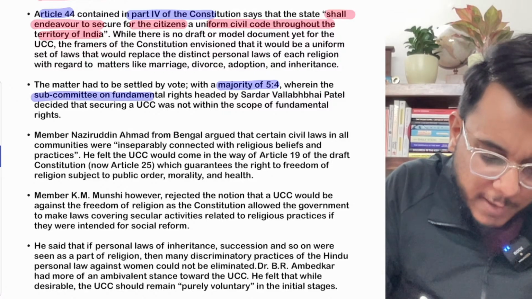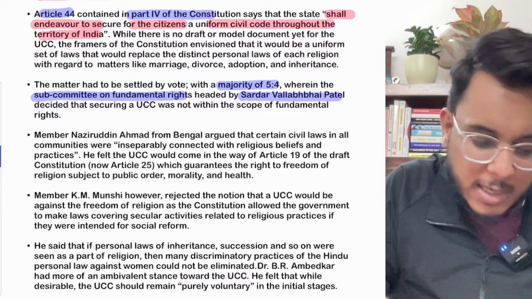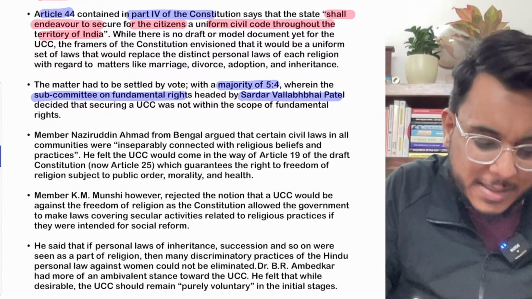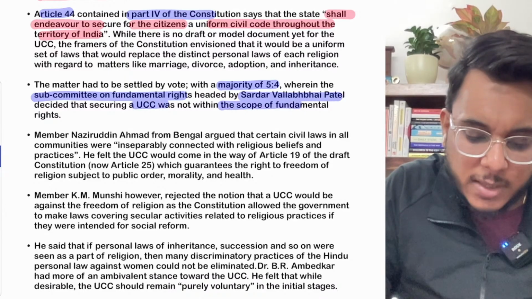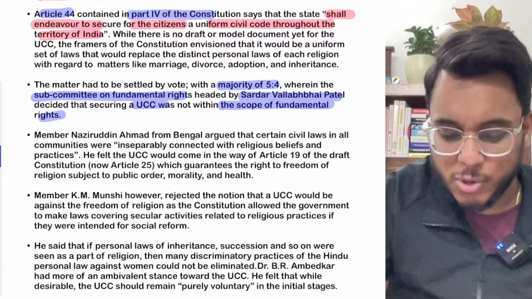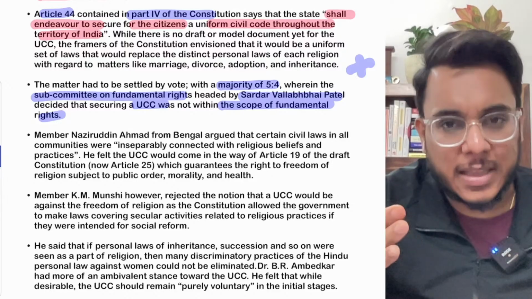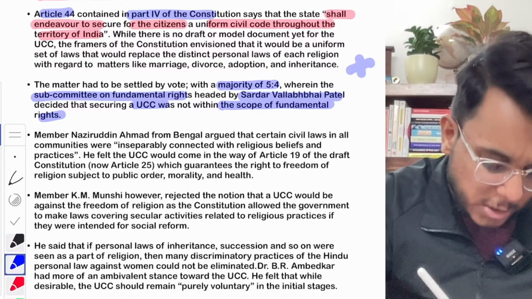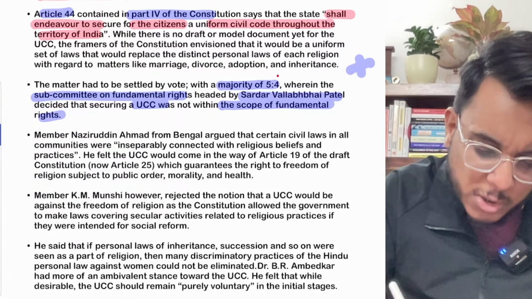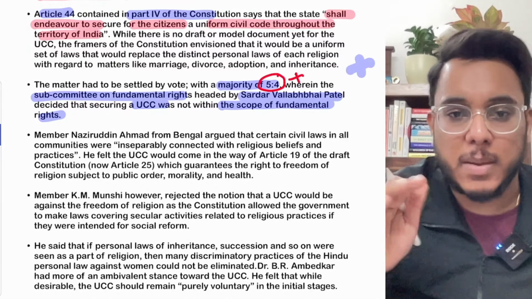At that point of time, the subcommittee on fundamental rights, which was headed by Sardar Vallabhbhai Patel, also decided that securing a UCC was not within the scope of the fundamental rights. So right now giving a UCC is not a fundamental right, and therefore let's not implement the UCC. Even the voting also decided that the UCC will not be brought now.